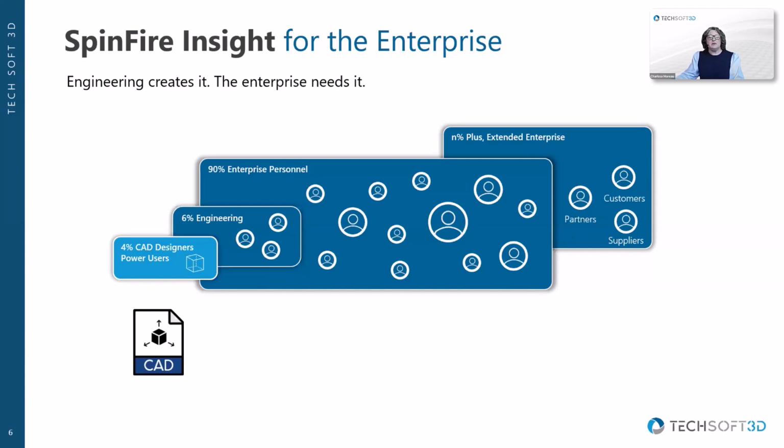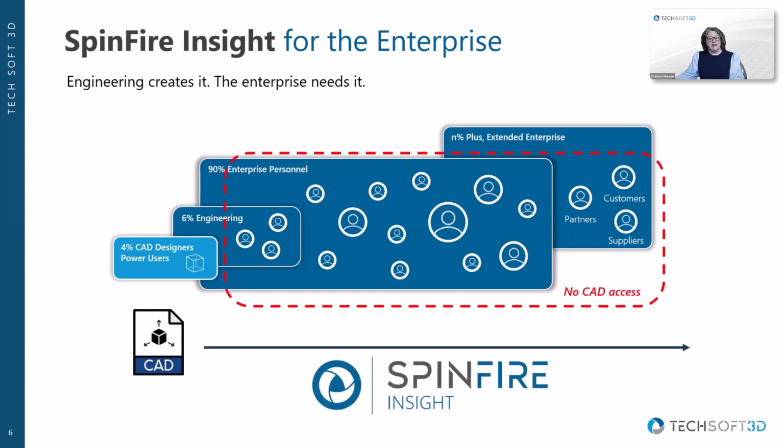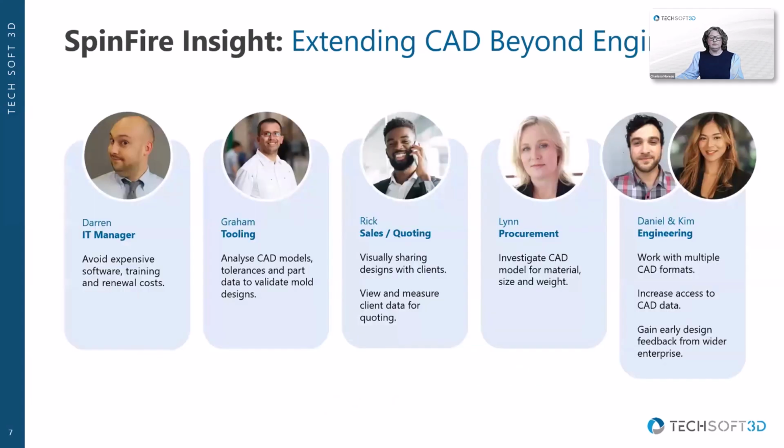The answer isn't giving more people CAD. It's removing the dependency on CAD altogether with the help of SpinFire Insight. What you need is a way to take complex engineering data and make it accessible, lightweight, and usable across the organization, so anyone who needs it can open it, understand it, and act on it without friction. That's exactly what SpinFire Insight is designed to do, and pretty much everyone within the value chain of a discrete manufacturing organization can benefit, the other 96%.